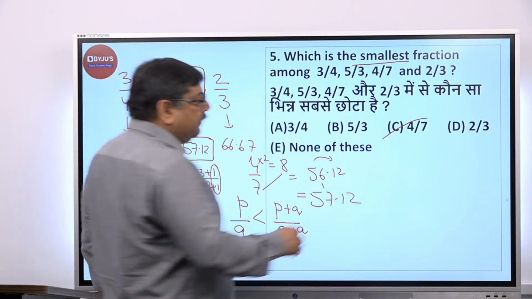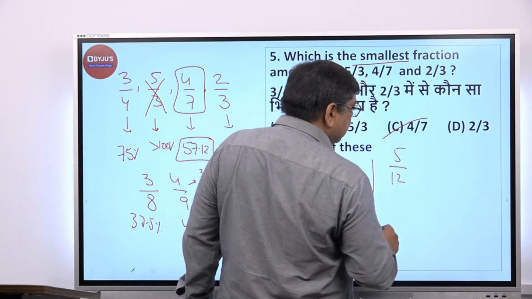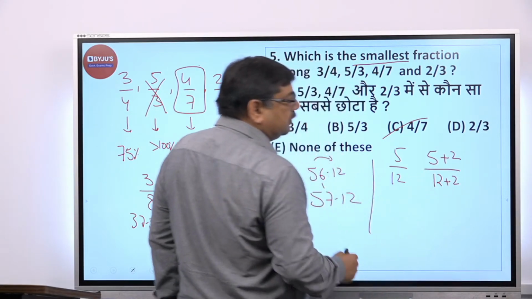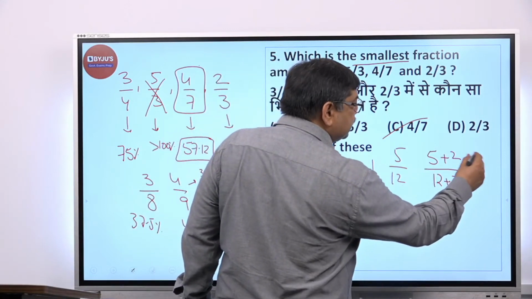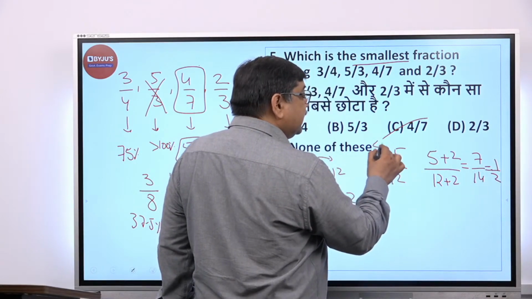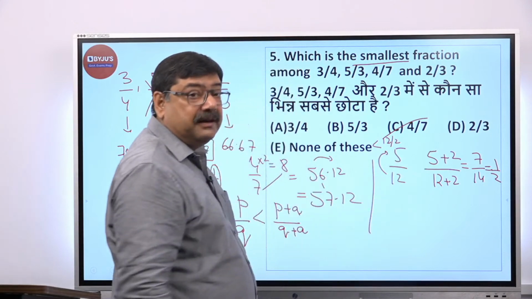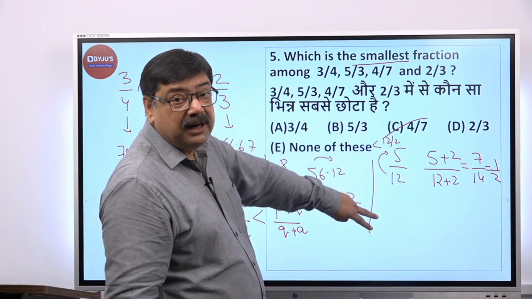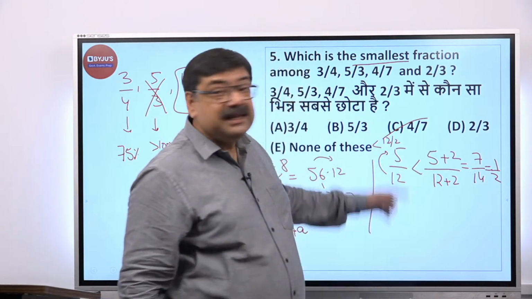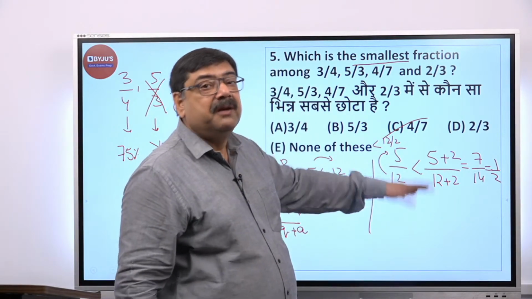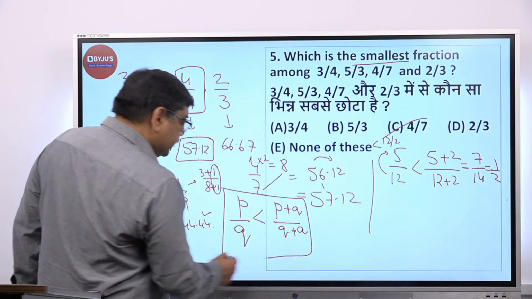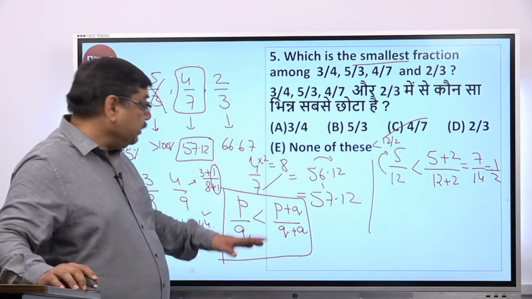All right, so let us say I have a number 5 by 12, and I add 2 to each of the numerator and denominator. So 5 plus 2 is 7, 12 plus 2 is 14. Now 5 here is lesser than half of 12. If this would have been 6 by 12, then half. 5 by 12 is less than half. So hence proved, 5 by 12 is lesser than 5 plus 2 by 12 plus 2. 5 plus A by 12 plus A.